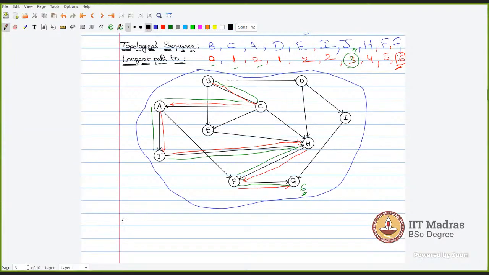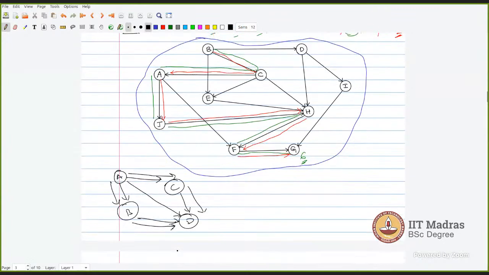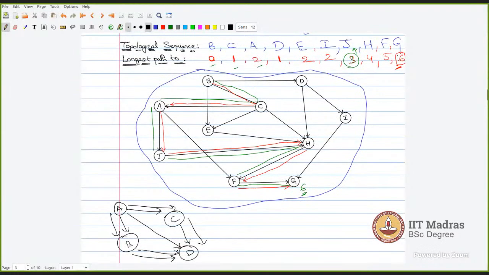Let me give you a small example. So A, see this particular example. The longest path from A to D is either A to C, C to D, or A to B, B to D. Correct? Yes, sir. So you can have more than one longest path. Multiple longest paths can be possible.